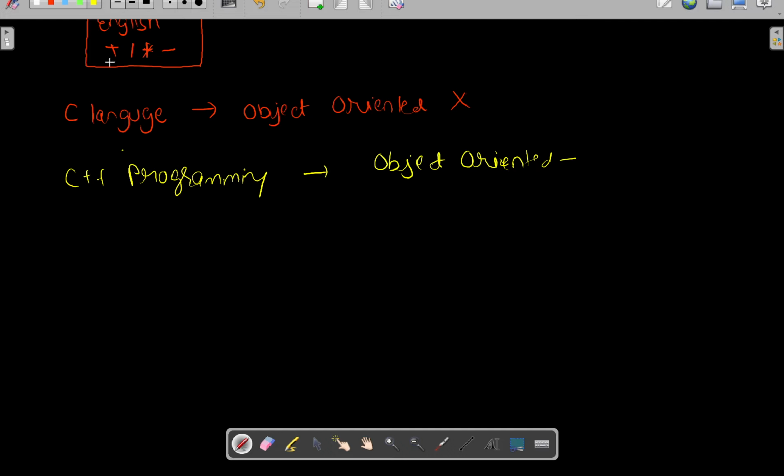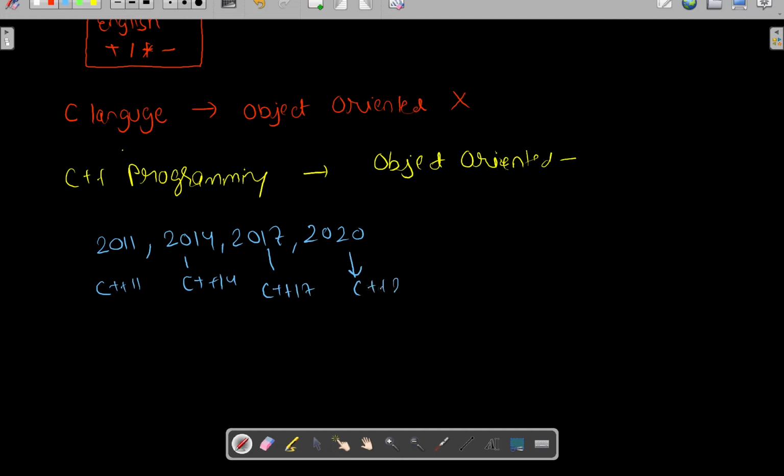So now in C++, we are having four major updates. First one was in 2011, second one was in 2014, then 2017, and then 2020. This update is called C++ 11. This update was called C++ 14. This is called C++ 17, and this is called C++ 20. C++ 20 is the updated version of the C++ programming language.